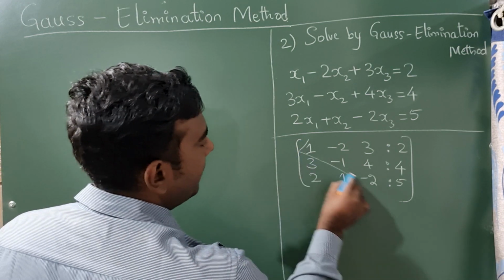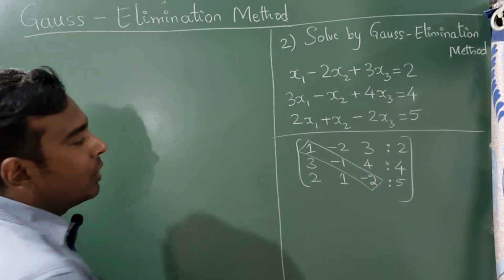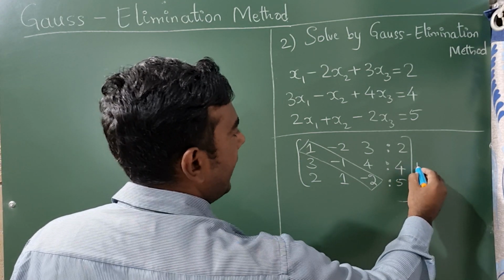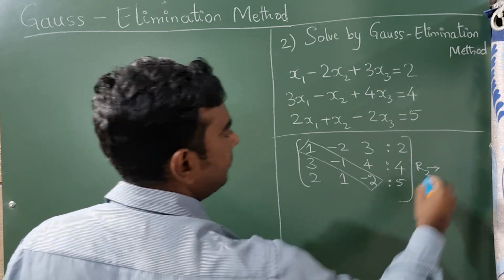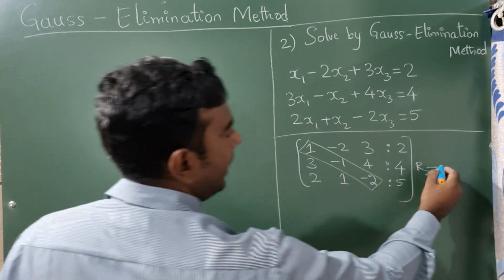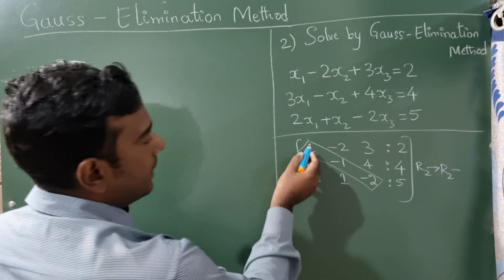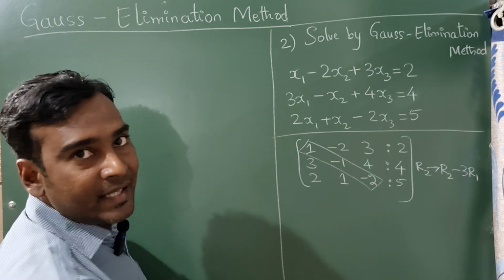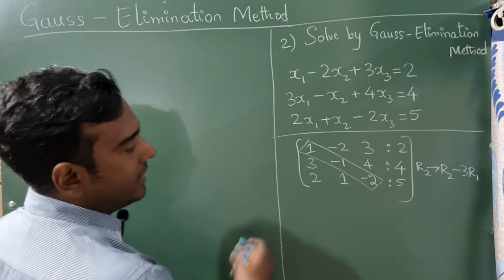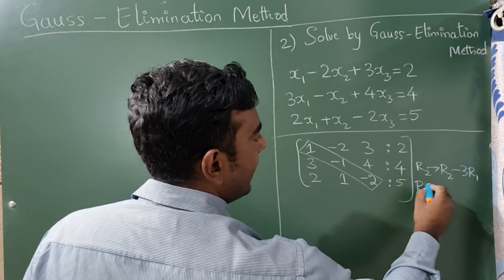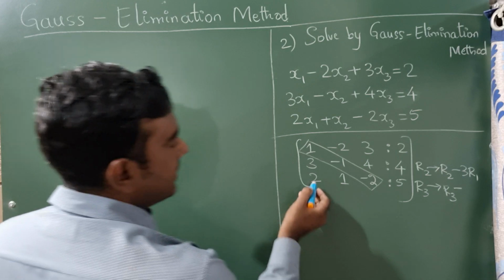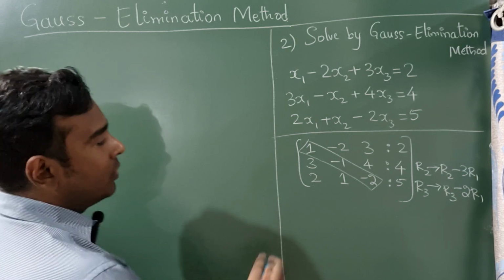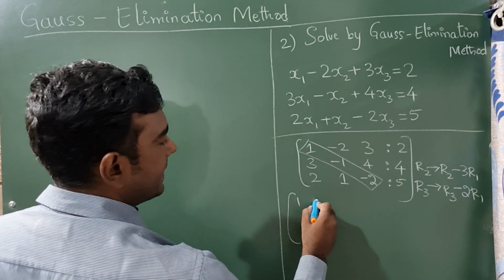Now let me mark like this for better understanding. So I have to make these elements 0. Here I am going to write R2. To make this 0, I'll write R2 minus 3 times R1, which will make this element 0. Parallelly I want to make this 0. So I'll write R3 minus, since there is a 2 here, I'm going to multiply this by 2. You just see, first row write as it is.